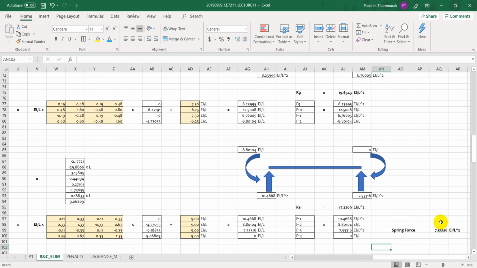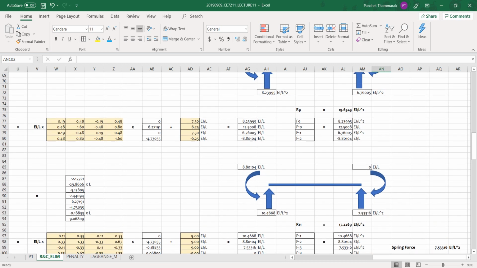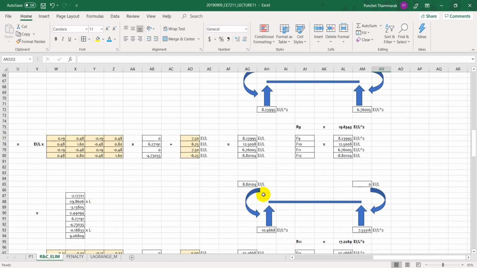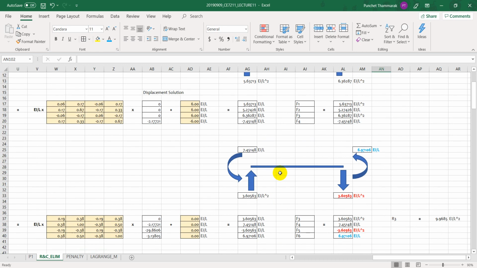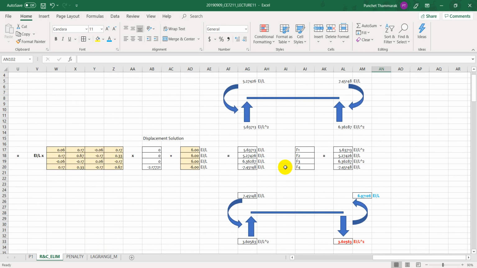We will do exactly the same thing as row and column elimination in penalty method and also in Lagrange multiplier. The internal force diagram, I think I don't really need to cover that, right? I think the SFD and the BMD are quite a simple thing. You can do it for yourself, right? I will not go down to that level too much. Up to this point here, I think it is good enough.